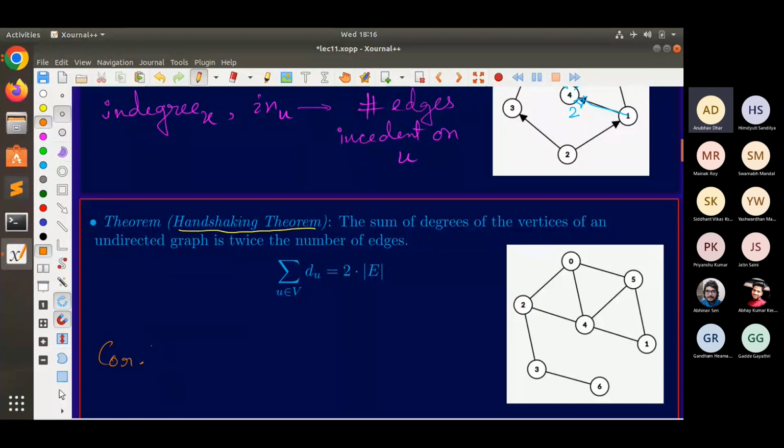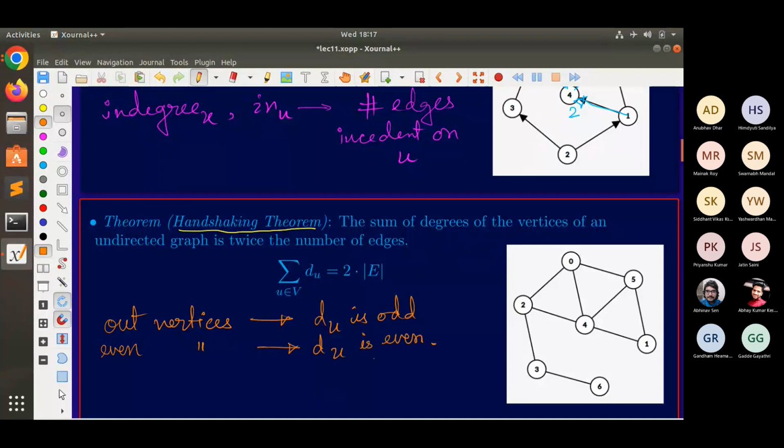So one corollary to this is about the number of odd vertices. First of all, let's define odd vertices and even vertices. Odd vertices are the vertices such that du is odd, and even vertices are the ones where du is even. Now, one corollary of this handshaking theorem concerns the number of odd vertices in V, such that du is odd.